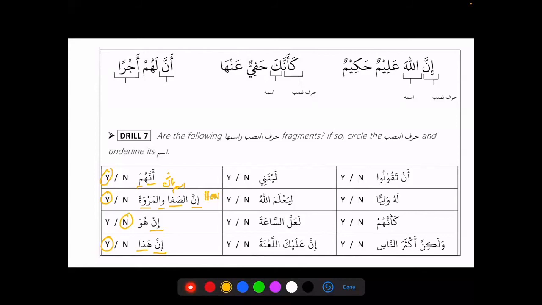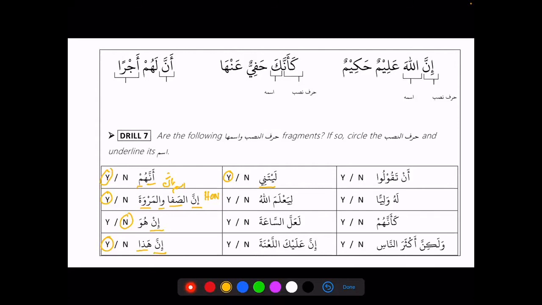Okay, then we have laytani. Yes, it is. Can you tell me where is the harfu nasab and where is its ism? Layta is the harfu nasab and ni is the ism. Very good. So laytani: layta is harfu nasab and ni is an attached pronoun. This is ismuha.